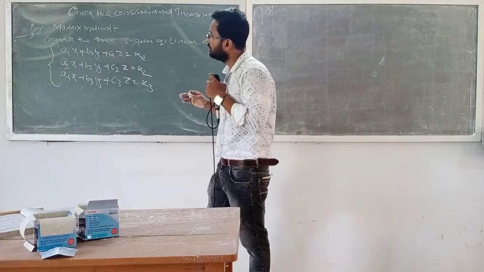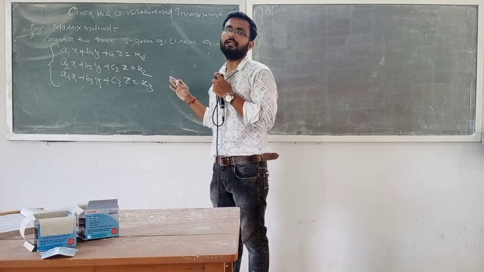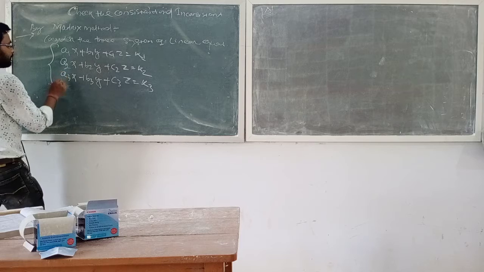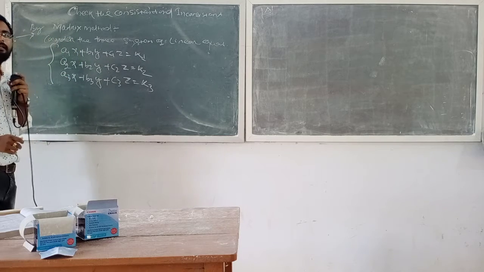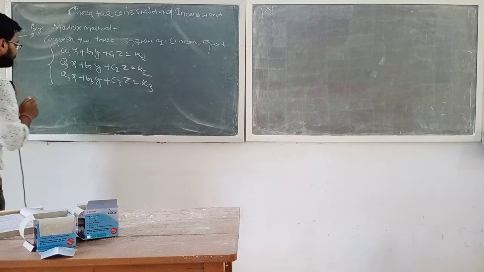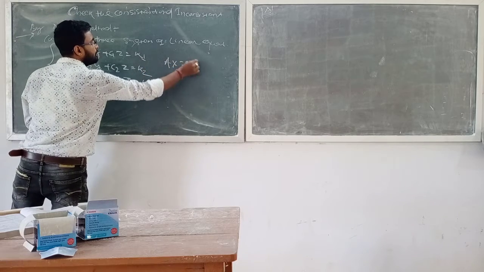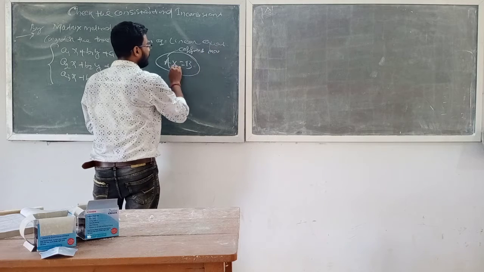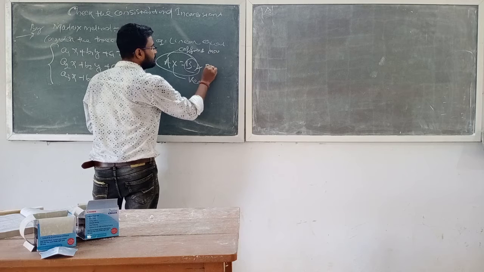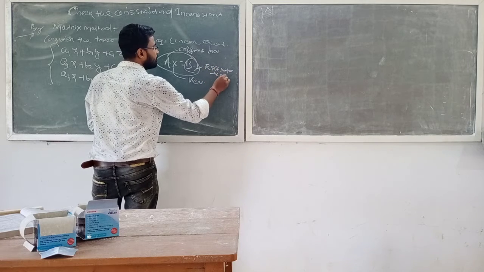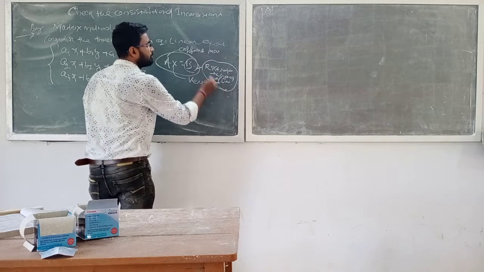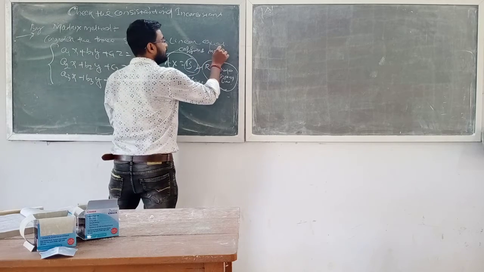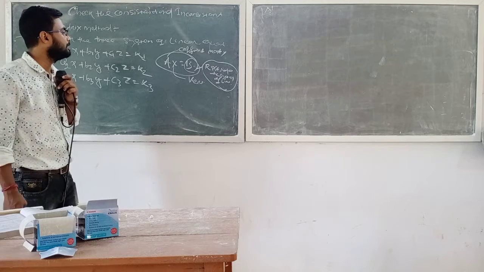First, we have to convert this system into matrix form. We write the matrix representation in the format AX equal to B. You have to remember this AX equal to B. A is the coefficient matrix, X is the column matrix of variables x, y, and z, and B is the right hand side of the system of linear equations.